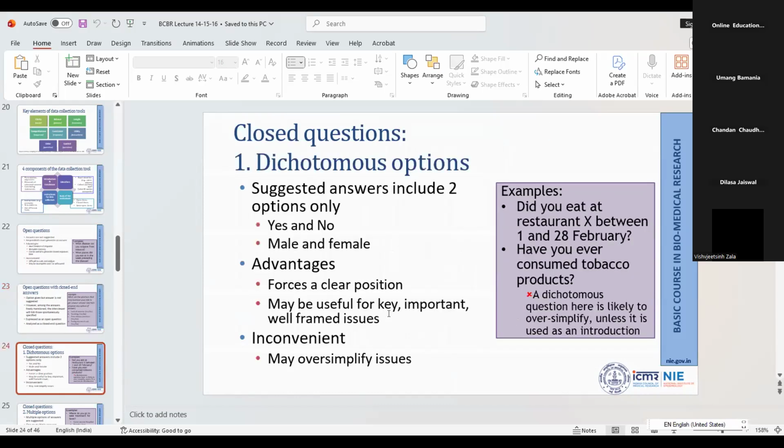Another one is close-ended questions. Here there are only two types: dichotomous option and multiple choice option. The first is the dichotomous option. Here the answer suggested is dichotomous, like yes or no, male, female. An example is: did you eat at restaurant X between 1 and 28 February? The advantage is it forces a clear position and may be useful for key, important, well-framed issues, and it is inconvenient sometimes because it oversimplifies the issues.